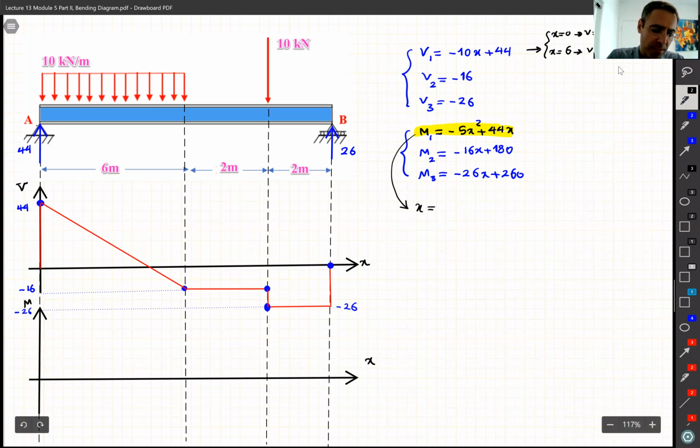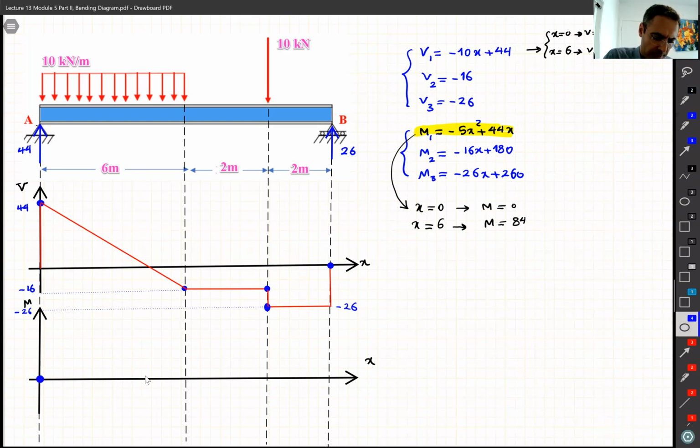X, and remember this equation is for the first region, right? Between x equals 0 to 6. I put x equal to 0, it gives me M equal to 0. I put x equal to maybe the last point, 6. If I put 6, it gives me M equal to 84. So let's put those points there. At the beginning it's 0, and then it is 84. Let's say 84 is something around there.